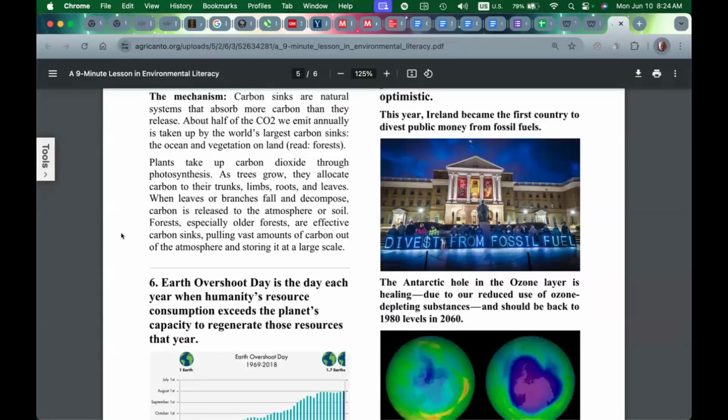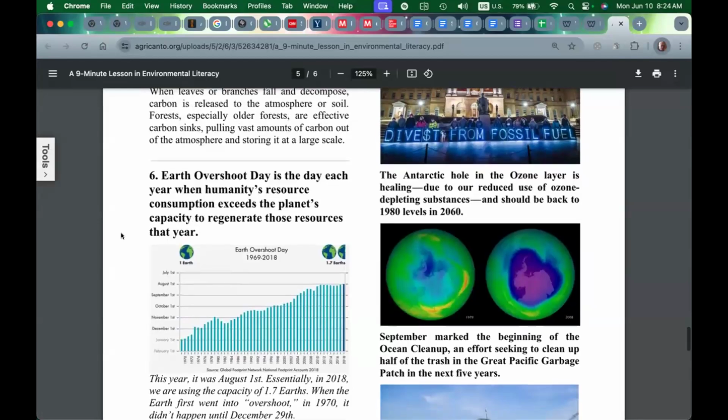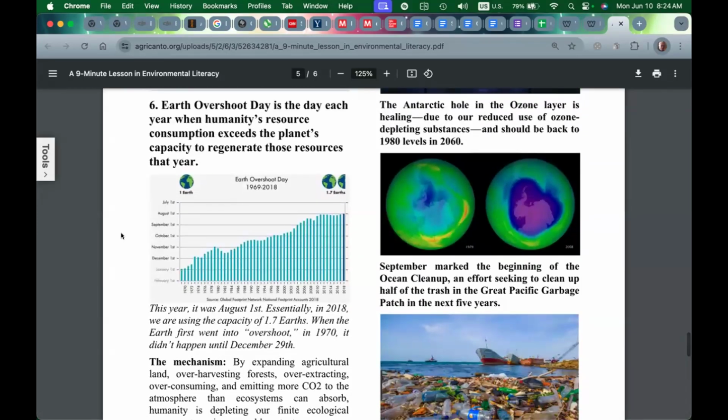Six is Overshoot Day. This is a day each year when humanity's resource consumption exceeds the planet's capacity to regenerate those resources that year. In other words, when you're living off an overextended bank account, and it moves into August. I think the first Overshoot Day was in 1970. That was also the founding of Earth Day, the beginning of the environmental movement writ large. And the day that was called Overshoot was December 29th.